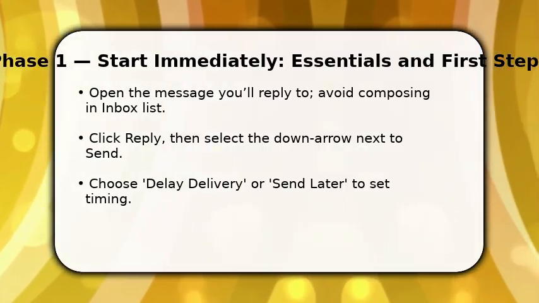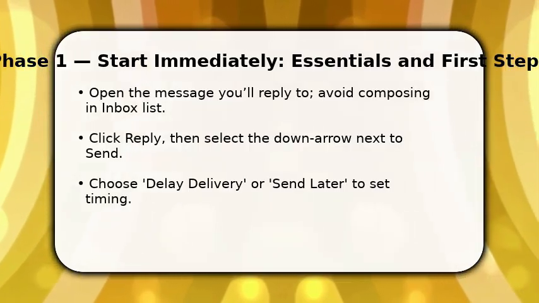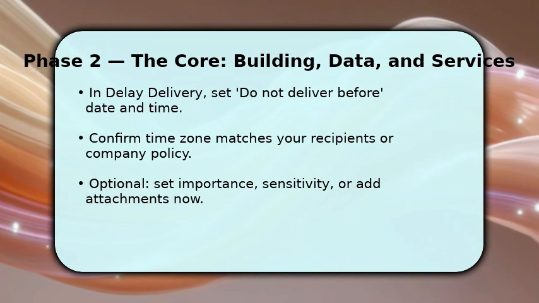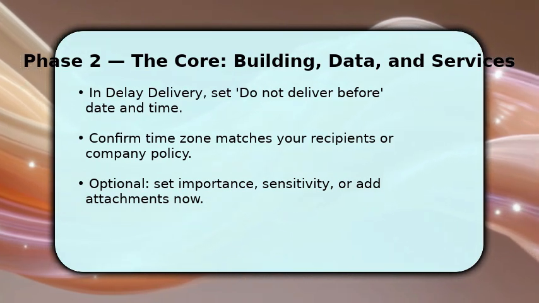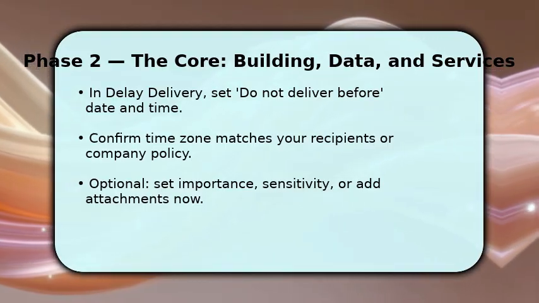Make sure your Outlook is online and the account is selected. Then proceed to set the delivery time. Now you configure the delivery options. In Delay Delivery, check Do Not Deliver before and pick the exact date and time you want. This is how Outlook queues the message.